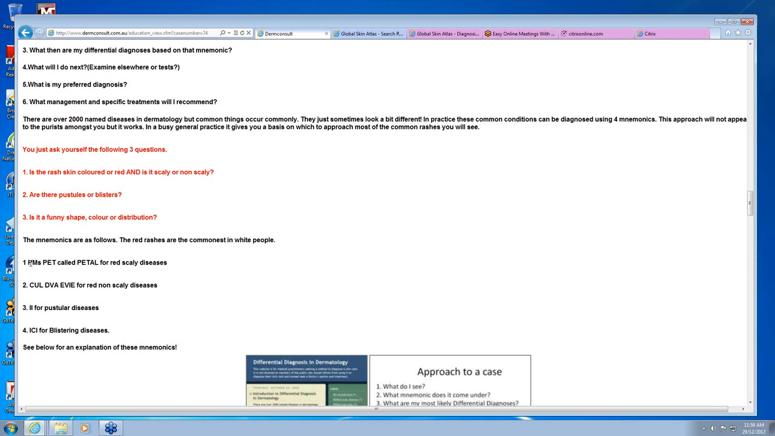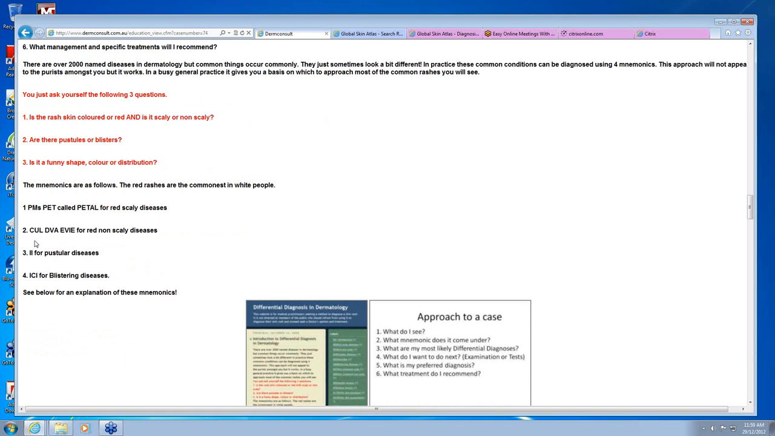The initial P of PMs is pityriasis rosea, pityriasis versicolor, pityriasis rubra pilaris, pityriasis lichenoides. They're all red scaly diseases. The M is for mycosis fungoides, T-cell lymphoma, and the little S is for solar damage, because solar damage is quite a common cause of red scaly diseases. Some people in Australia just have very extensive solar damage. S can also stand for scabies, because some scabetic rashes will be red and scaly as well.